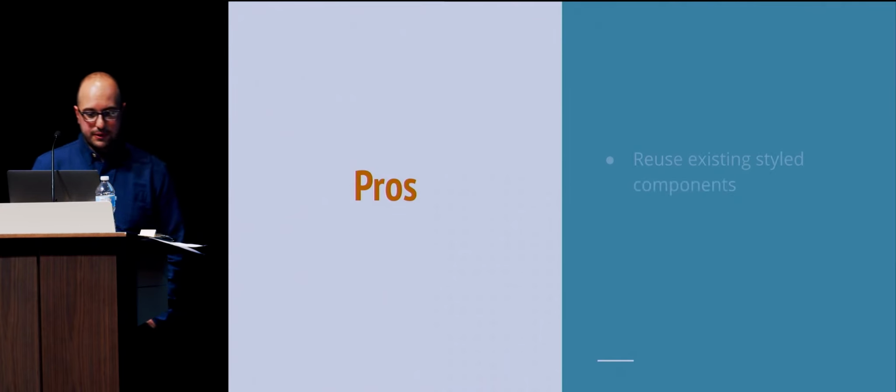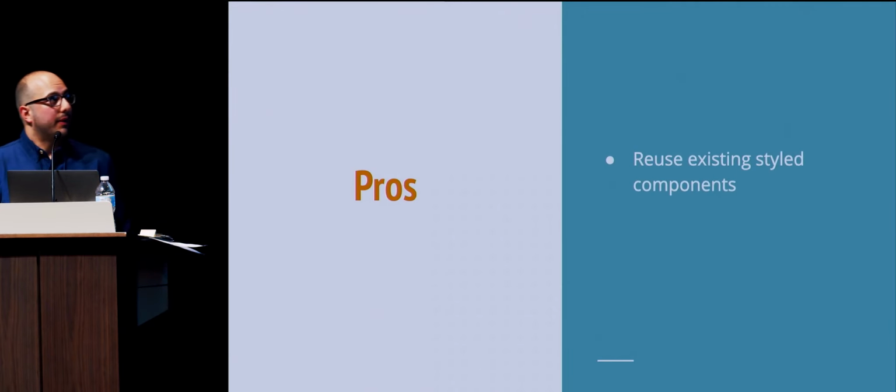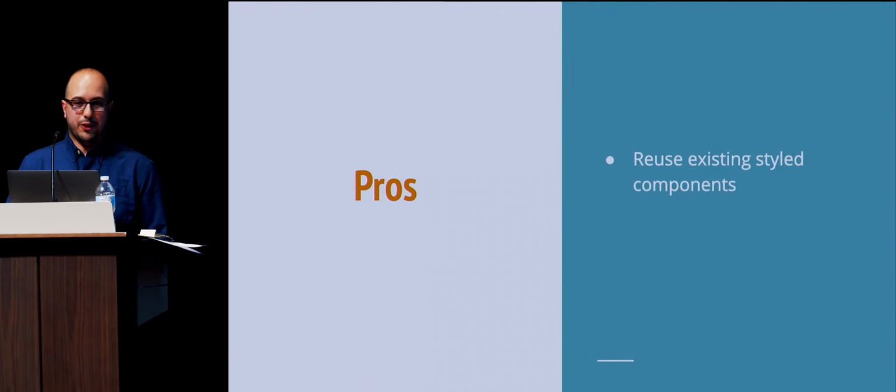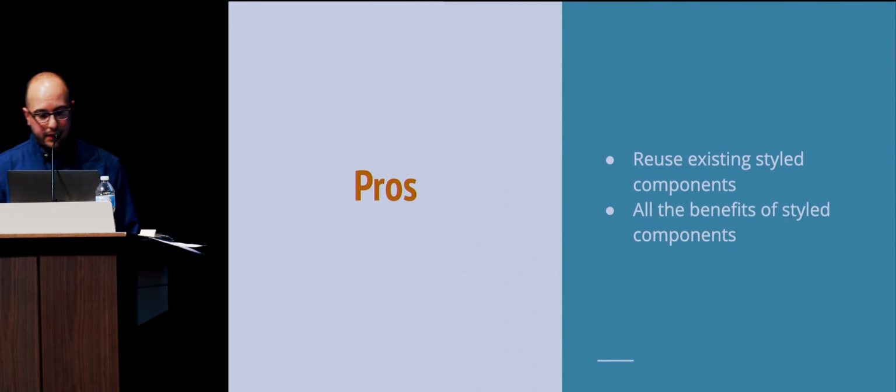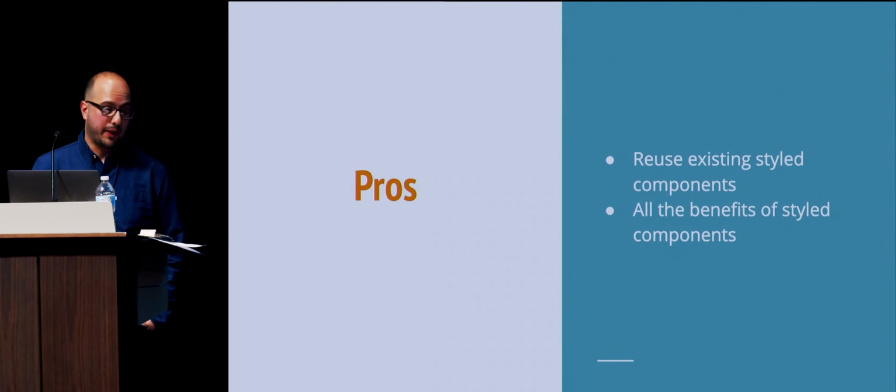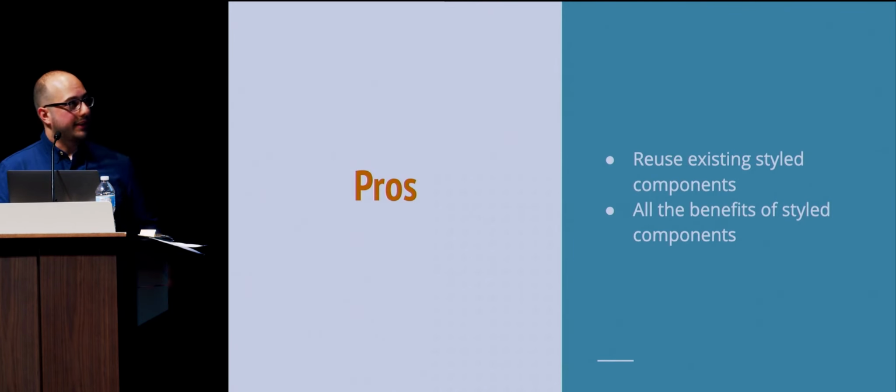So some pros of this approach are that we can reuse the existing style components. If there's a large code base that we have and we want to switch over to Reason, we can do this incrementally. We don't have to rewrite all of that stuff inside of some other paradigm, which is really great. And of course, you get all the benefits of style components, the way you write them, and you don't have to automate all that stuff we talked about earlier.